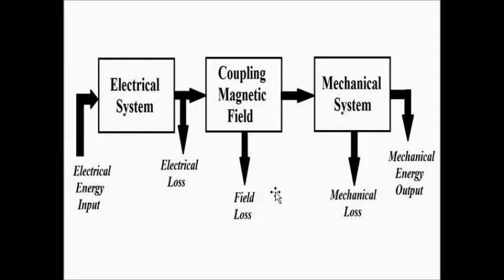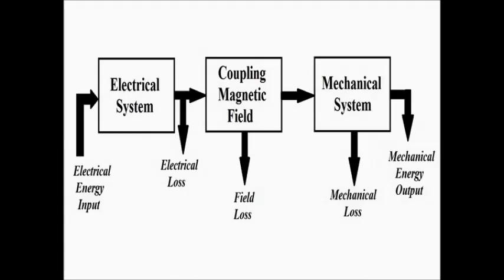And then after all of these losses, this will be the mechanical energy output, which will obviously be less than that of the electrical energy input. So the efficiency of this machine, the output of this machine, is less than 100%. Okay, as I said, no machine is 100% efficient. Output is never equal to the input. The output is always less than the input. There will be some loss.